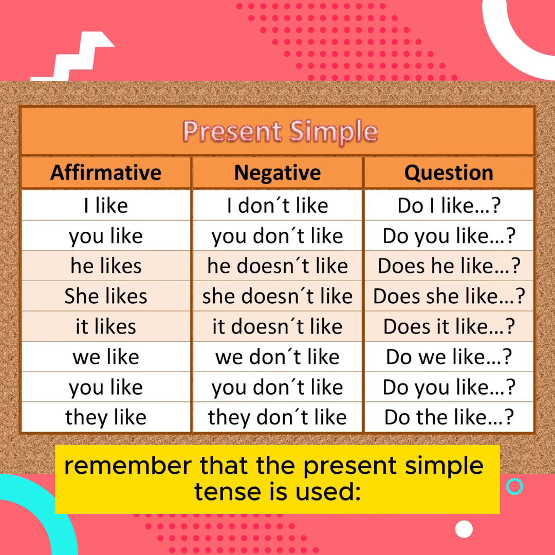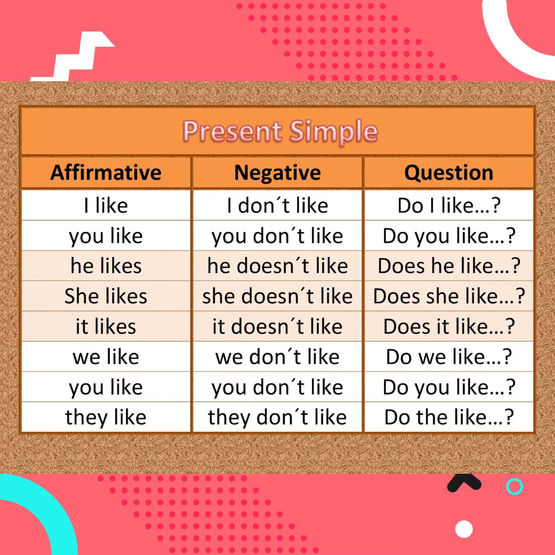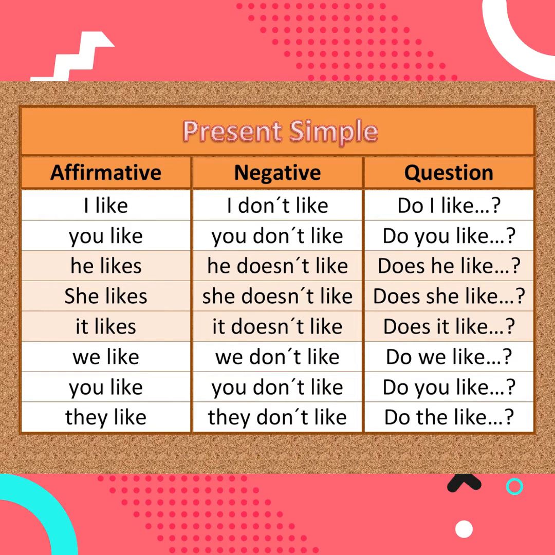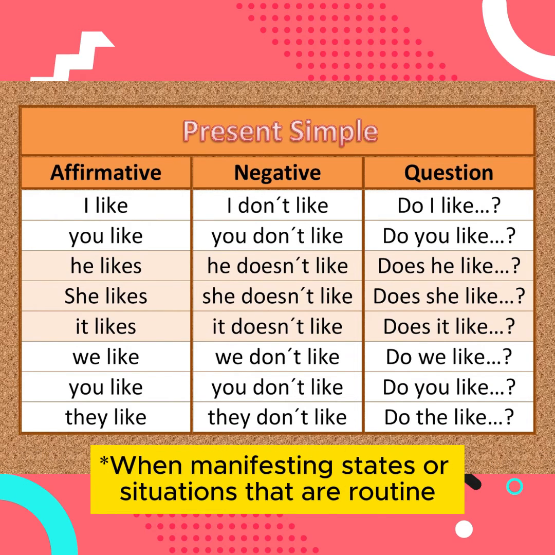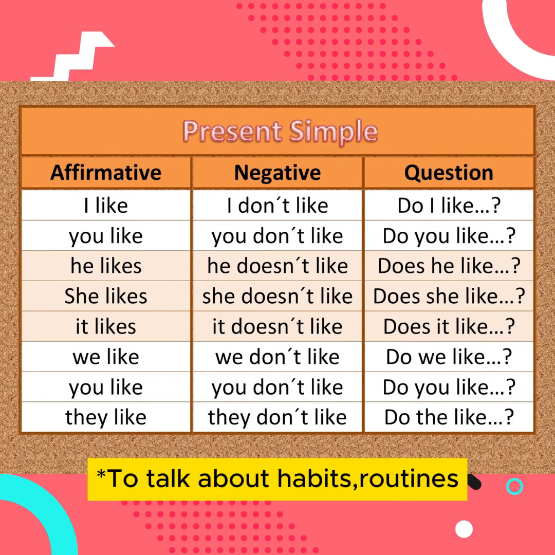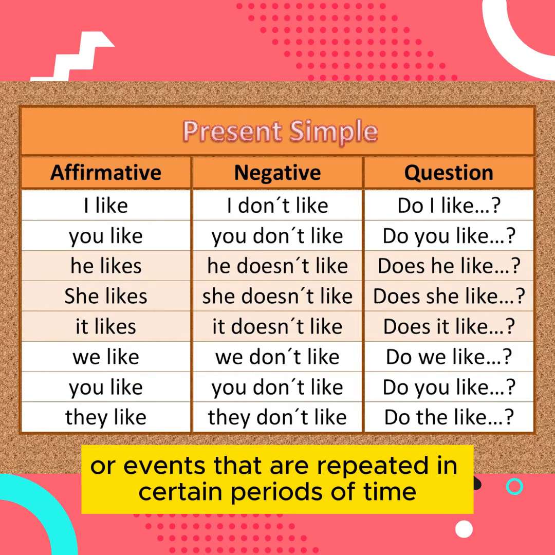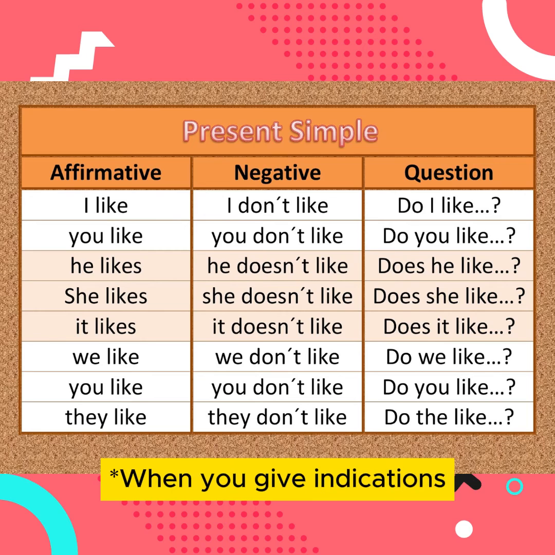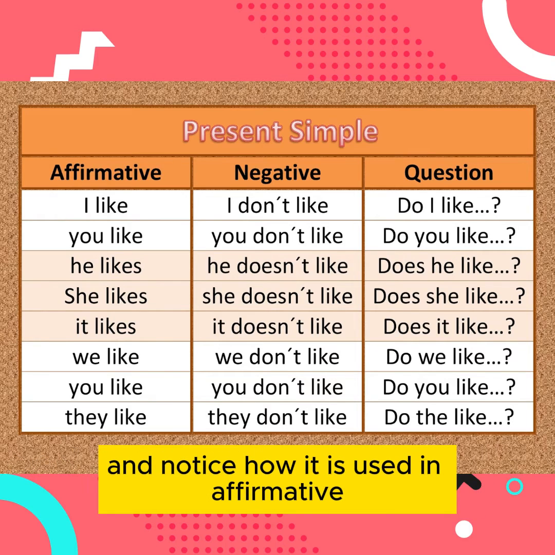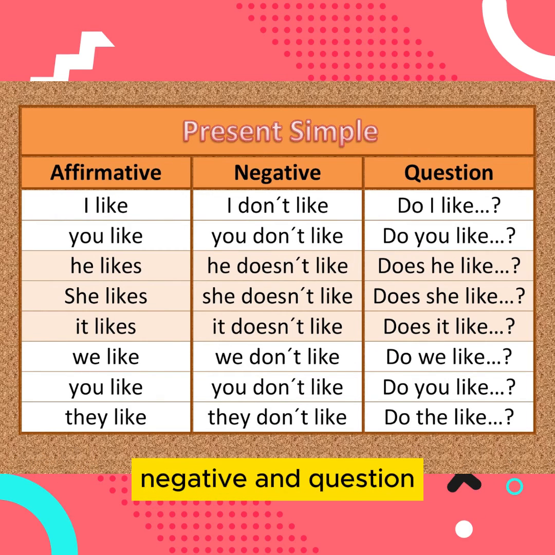Remember that the present simple tense is used when you want to communicate permanent states or actions, when manifesting states or situations that are routine or actions that have periodicity, to talk about habits, routines, or events that are repeated in certain periods of time, when you give indications, instructions, and signals. Look at the example and notice how it is used in affirmative, negative, and question.